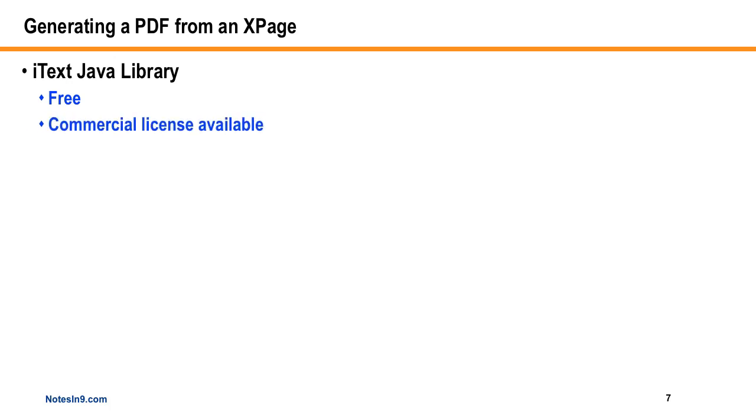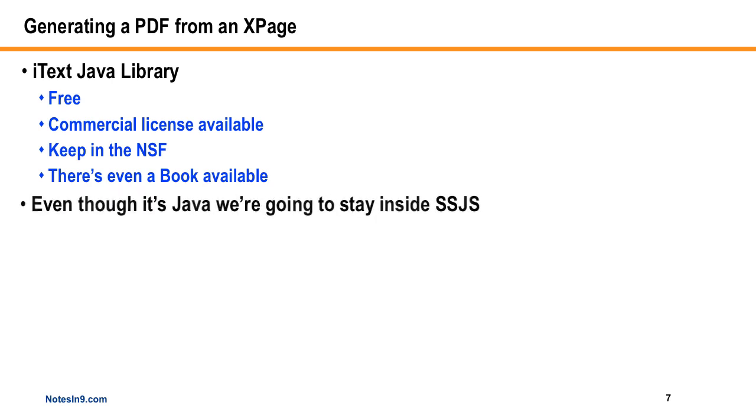What we're going to do today is generate a PDF directly from an XPage. We're going to do this by using a Java library, a Java jar, called the iText library. iText is a free open source library that we can use and import directly into our NSF. That way we don't have to worry about class paths or all those other things that we see a lot with Java. We can do this directly into an NSF. We don't have to worry about moving other files outside of it. It makes it very portable and very easy to use.